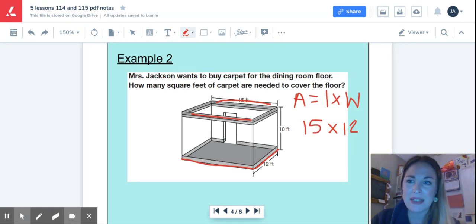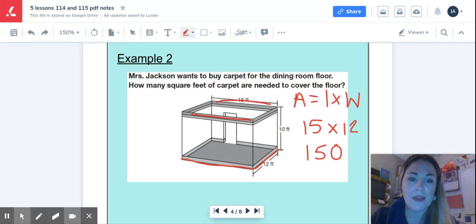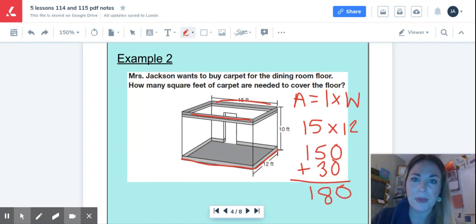And honestly, how I did this, just trying to save myself some math, I covered up the 2 here. And I said, well, what would 15 times 10 be? That would be 150. And I have 2 left over here. So what would 15 times 2 be? That would be 30. So if I combine those now, I have 180. I didn't know that off the top of my head. I had to break it up a little bit. So now we have 180 square feet.